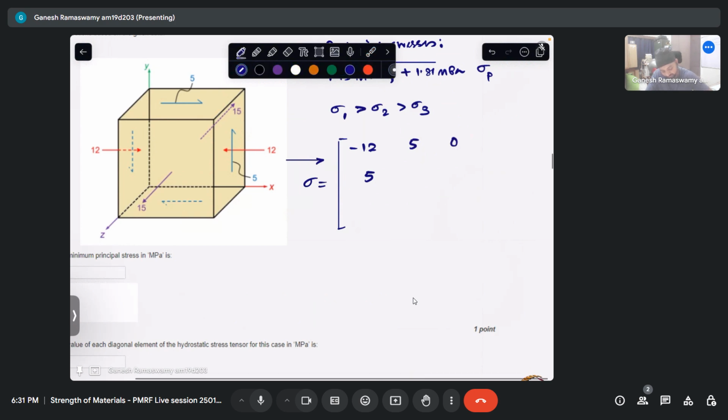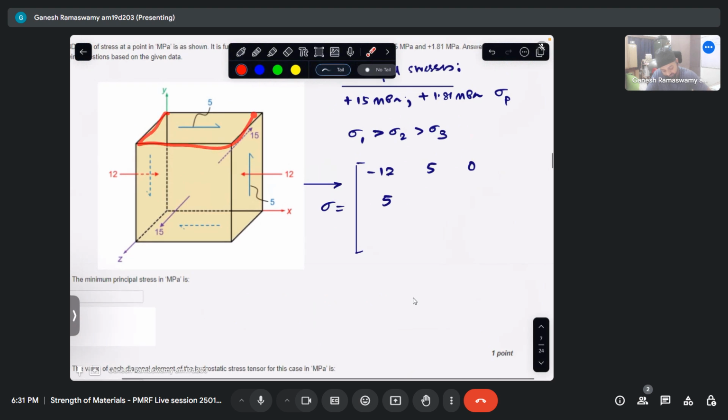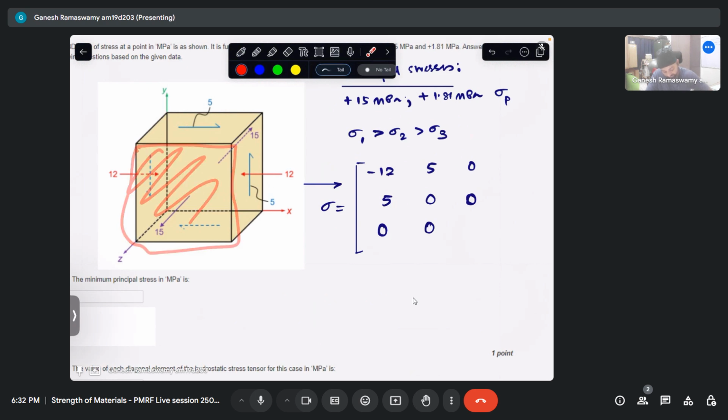Now coming to the y face. Is there any normal stress acting on the y face? No. So therefore sigma yy is 0. And this 5 is automatically taken care of here. In the z direction, there is no stress on the positive y face. So therefore this is also 0. And this is 0 by virtue of symmetry. Sigma zz is what we want to see now. So on the positive z face, there is a tensile normal stress of 15 MPa. So this is 15 MPa.